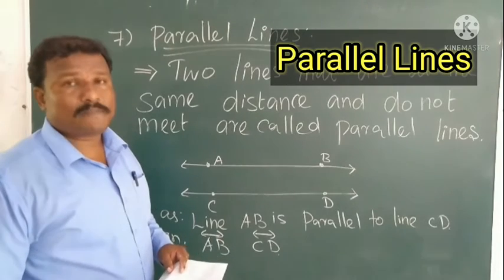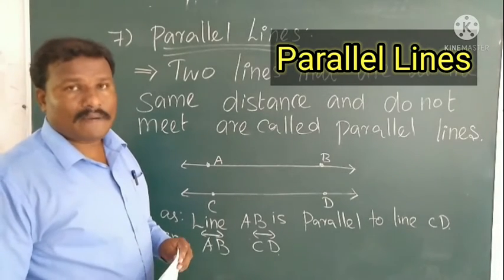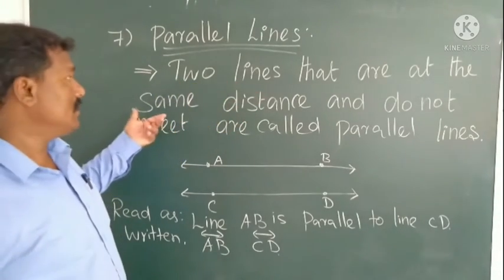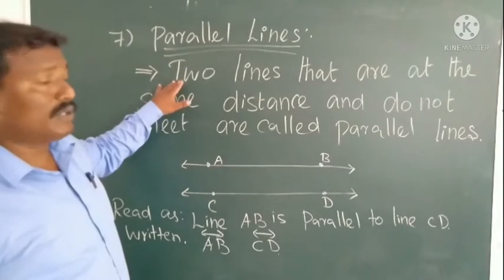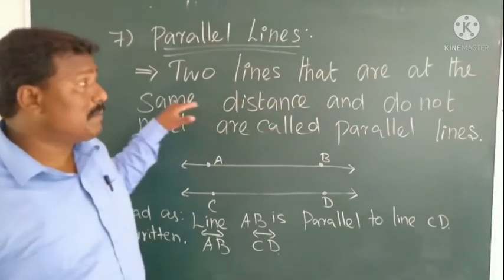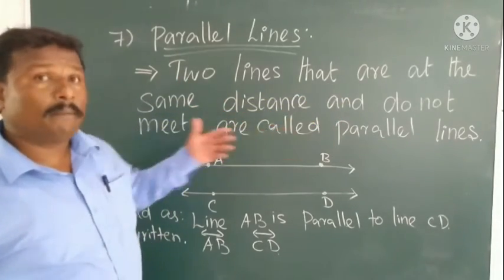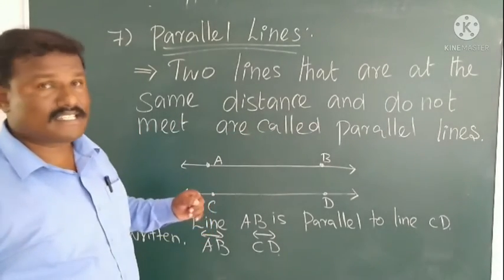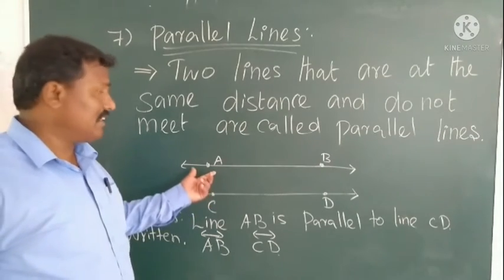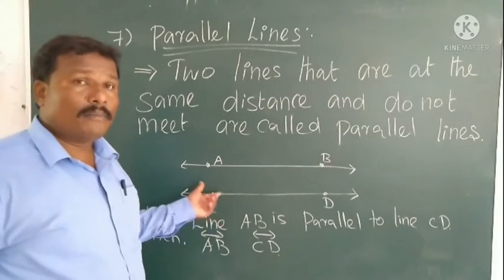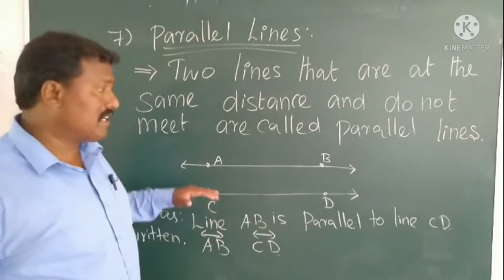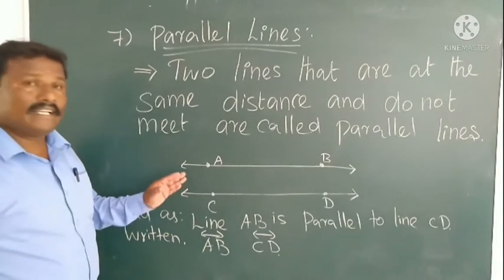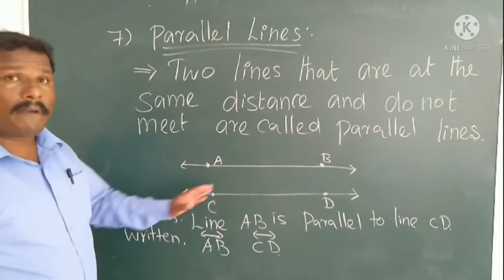Let me see what is a parallel line. The definition of parallel lines: two lines that are at the same distance and do not meet are called parallel lines. If you see the example, the lines AB and CD both are parallel lines because both lines never meet anywhere. So that's why AB and CD are parallel lines.